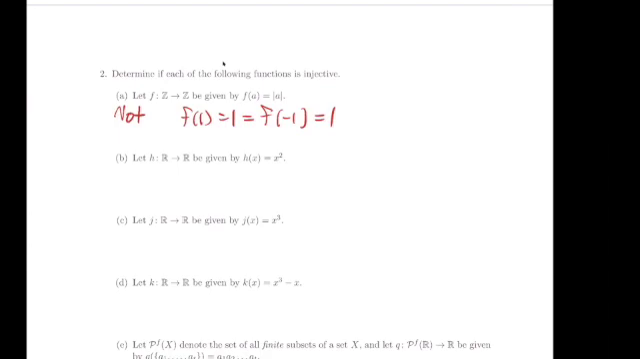So in order to prove that something is not injective, you just need to provide one counterexample; that's sufficient. In order to prove that it is injective, that's a little bit trickier, right? Because then you would need to show that for all inputs, they all get a unique output. Any questions about that one?